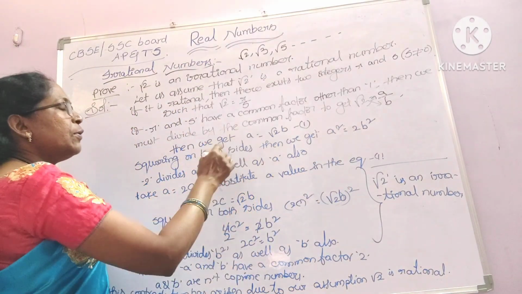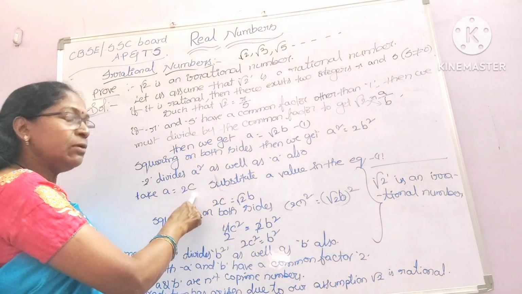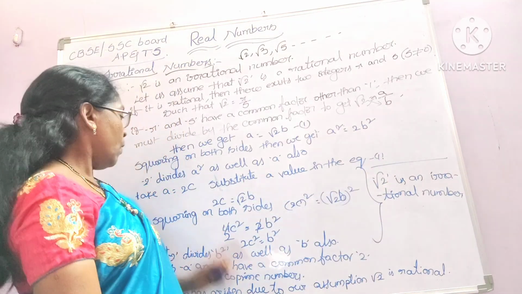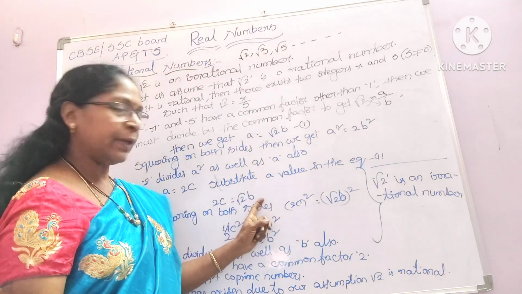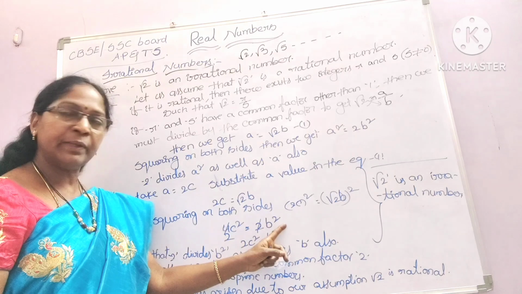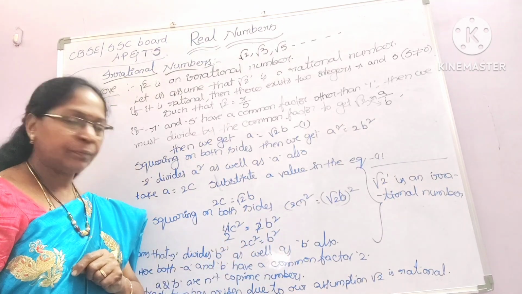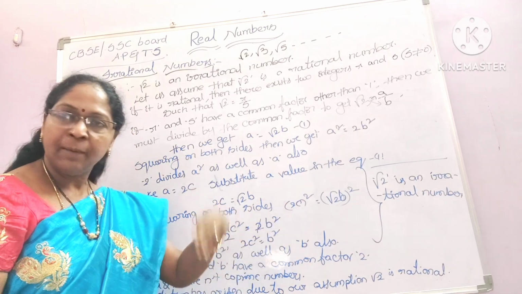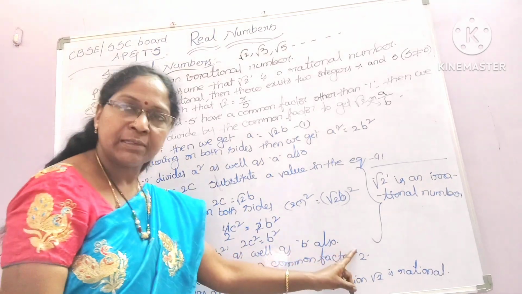Now you have to assume that a equals 2c. Substitute the a value in equation number 1. So in place of a, I substituted 2c equals root 2 b. Again squaring on both sides, then what will you get? 4c square equals 2b square. Simplify, you will get 2c square equals b square. Then again 2 is in the multiplication term. It goes to the other side and becomes division. So 2 divides b square as well as b.